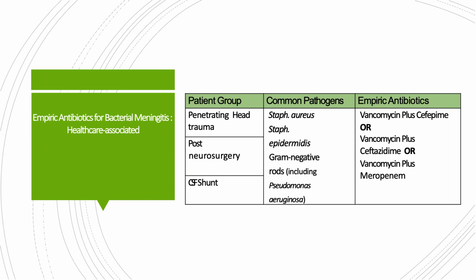So we can use vancomycin, because we talked about the fact that vancomycin can cover for our gram-positives, including MRSA, should that be present, plus cefepime, or we can use vancomycin plus ceftazidime, so we can interchange those cephalosporins. Or if we are really worried about resistance, we can think about vancomycin plus meropenem.